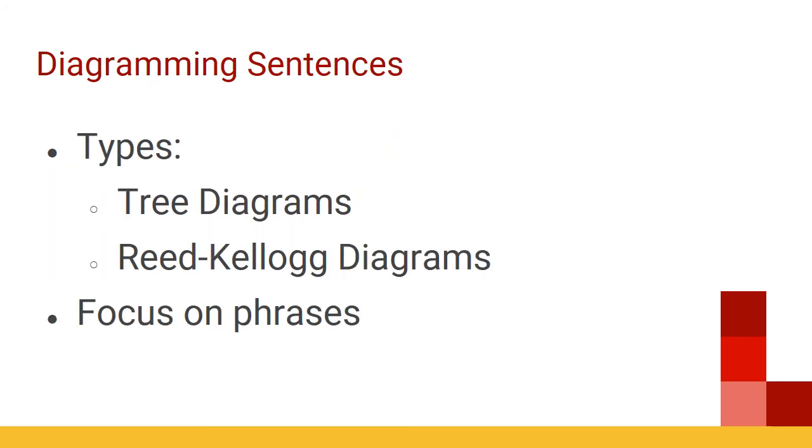So we're going to take a look at two of these tools. One of them is tree diagrams, and the other one are the Reed-Kellogg diagrams. And with both of these different types of tools, the focus here is on different types of phrases in English. So we have words, and words work together in units called phrases, and then phrases work together to create sentences. And of course, sentences go beyond that to create discourse and dialogue and longer connected ways of bringing language together. But for these diagrams, we want to focus on understanding what are the phrases that make up sentences.